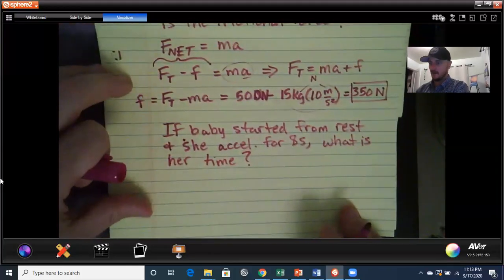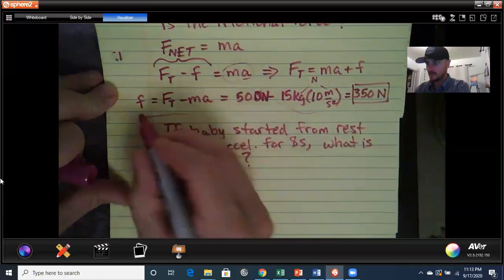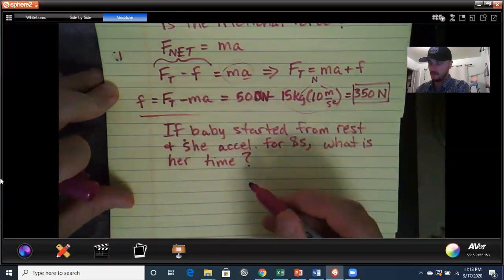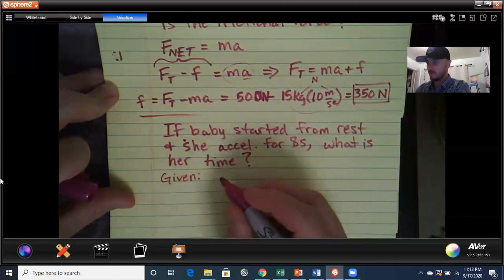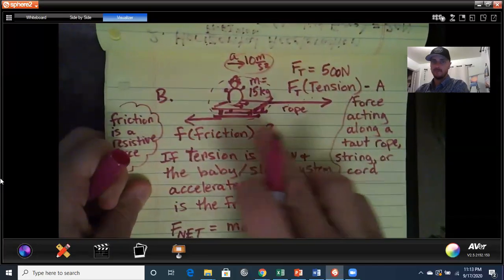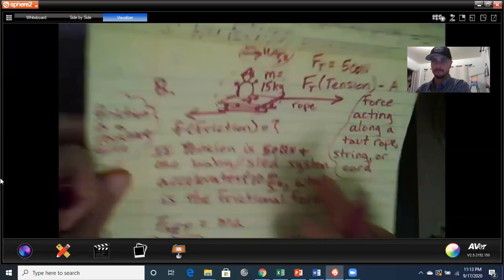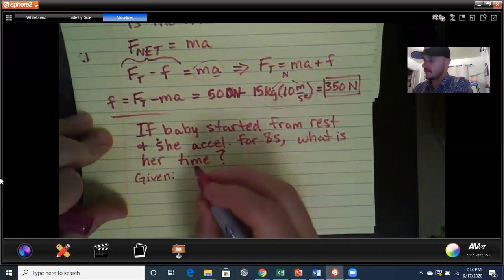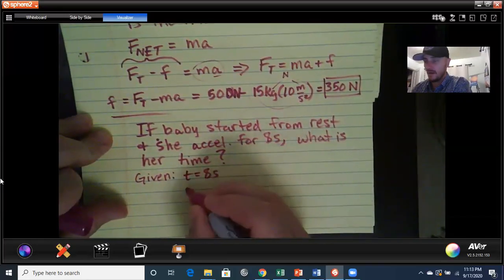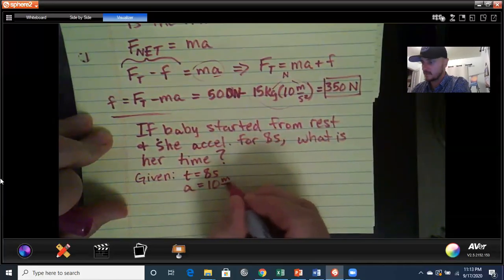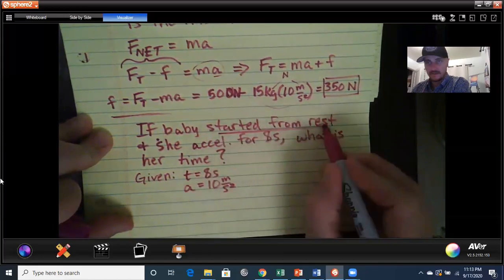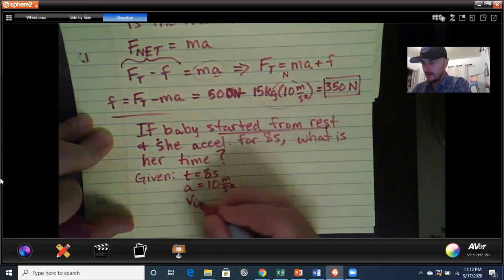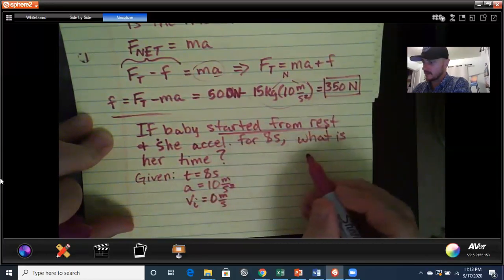So we can very easily shift over to a kinematics problem just so you can see this stuff is not going anywhere. We're still going to use it. Well, what are my givens? Notice this is how we start a kinematics problem. We always write givens. How do we start a force problem? We draw a free body diagram. Given: we have time, 8 seconds. We have acceleration from the first part, 10 meters per second squared. And she started from rest, so her VI is 0 meters per second. And we're looking for what is her time.